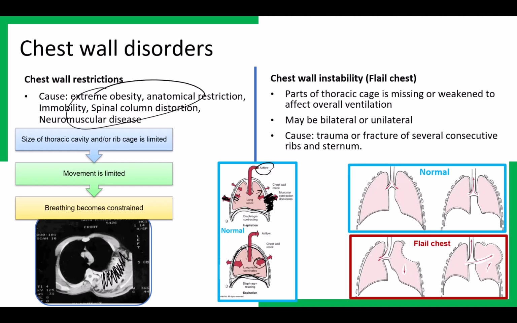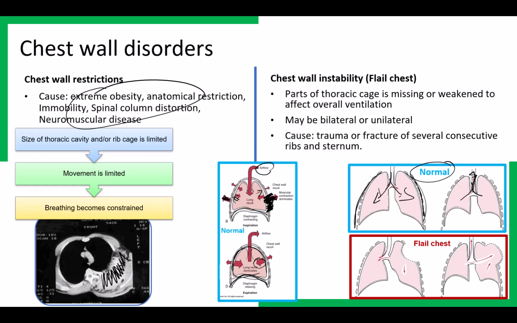The second type of chest wall disorders is when you've got parts of the thoracic cage missing or weakened. So again, this is what happens normally. You've got the thoracic cage here with the ribs being intact, and so when it expands, you've got air going in, right? Breathing in. When it contracts, you've got air leaving, right? And so the thoracic cage helps in increasing and decreasing the size of the thoracic cavity.